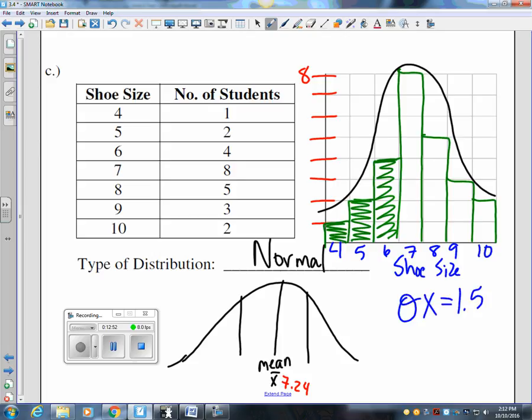So I have to add 7.24 plus 1.5. And then to get this one, I would have to subtract 1.5. What is that? Is it 5.74?